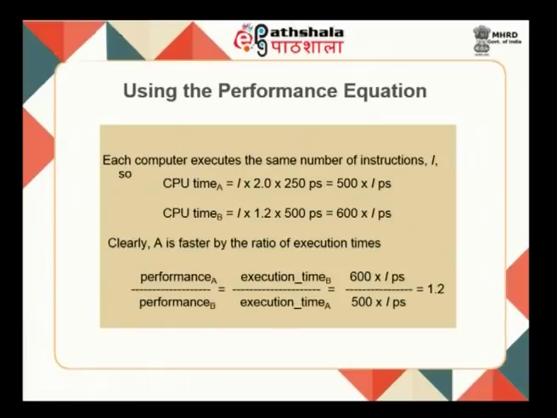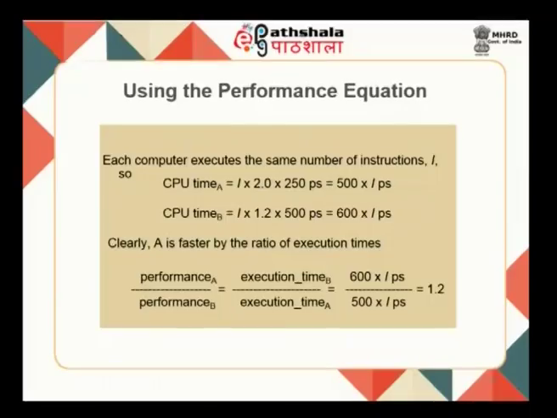So, you can clearly see, because the execution time of A is less than the execution time of B, A is definitely faster by the ratio of the execution times. So, if you look at performance A by performance B, it is going to be 600 by 500, which is going to be 1.2. Similarly, if you are writing it in terms of execution times, it is execution time B divided by execution time A.